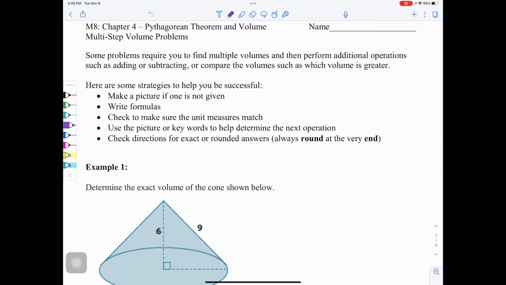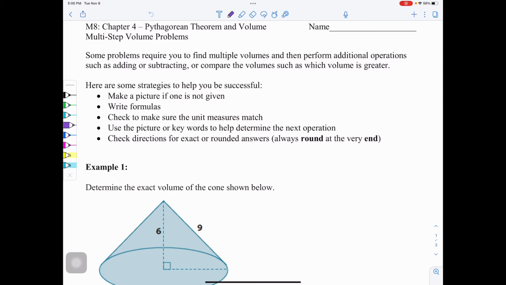You have to make sure that your dimensions all match before you plug into the formula to work on finding your answer. Use the picture or keywords to help determine the next operation. So if you're looking at a picture, look at it and say, okay, are there multiple shapes here? Well, I have to find multiple volumes. Should I add or subtract them, etc.? If there is not a picture, look at the keywords in the problem to know what you should be doing as your next operation.